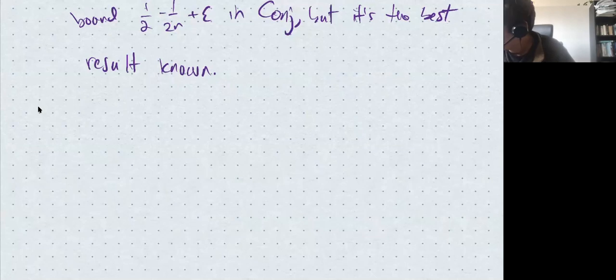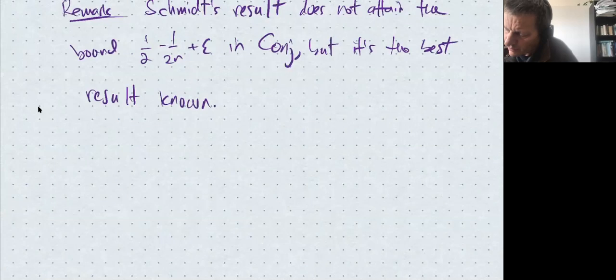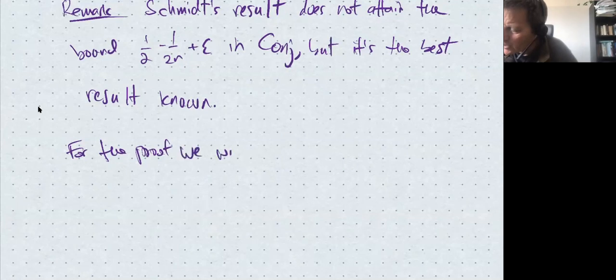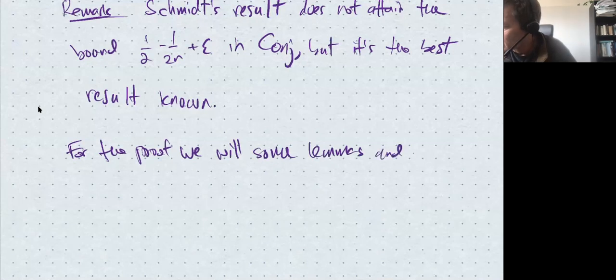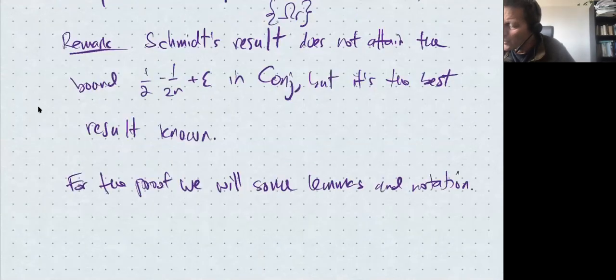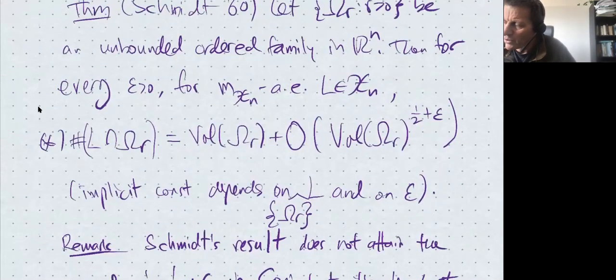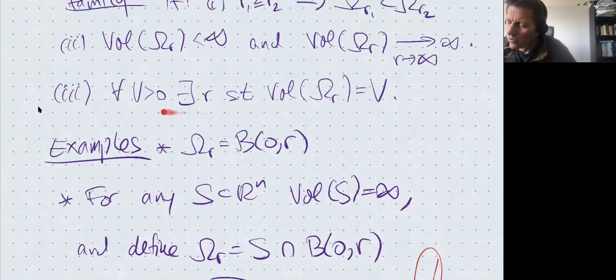Okay, so let's prove this. For the proof, we will need some lemmas and notations. In the definition of an unbounded ordered family, the volume is growing, but you don't know how quickly this volume grows. And it's growing in a continuous way. So in other words, every volume is attained. That's axiom 3 of what it means to be an unbounded ordered family.